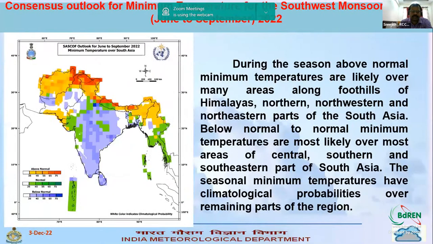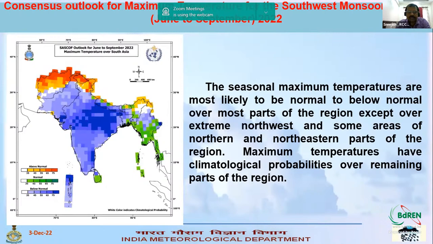And as I mentioned in the beginning, we are issuing the outlook for temperature also. These are the minimum temperature forecasts issued for the season. We have indicated that there is a chance for above normal minimum temperature over the northern part of the region. The maximum temperature is also similar.